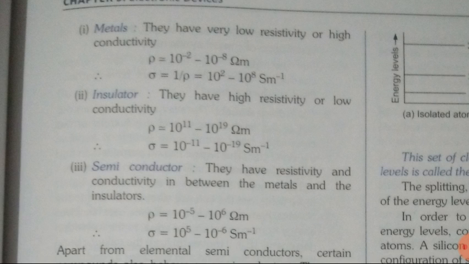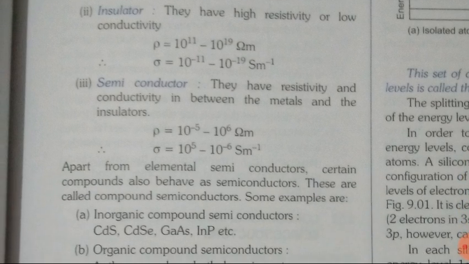In that gap they come what? Semiconductor. So they have resistivity and conductivity in between the metals and the insulator. So here we can see the resistivity is 10 to the power minus 5 to 10 to the power plus 6. Okay, this is the resistivity. So what will be the conductivity? Conductivity will be having the same power, only the signs will change. So conductivity is having 10 to the power 5 to 10 to the power minus 6 unit, that much range.